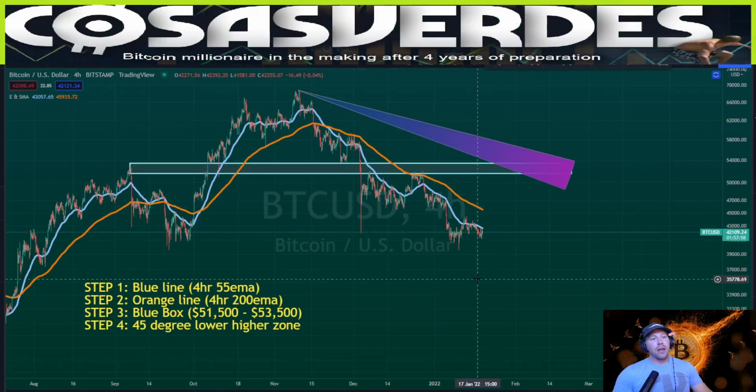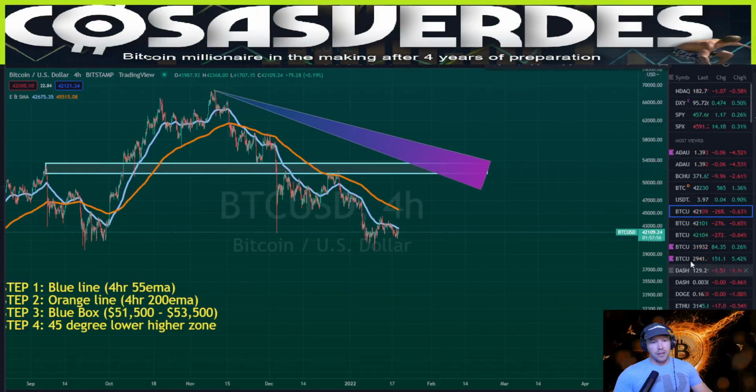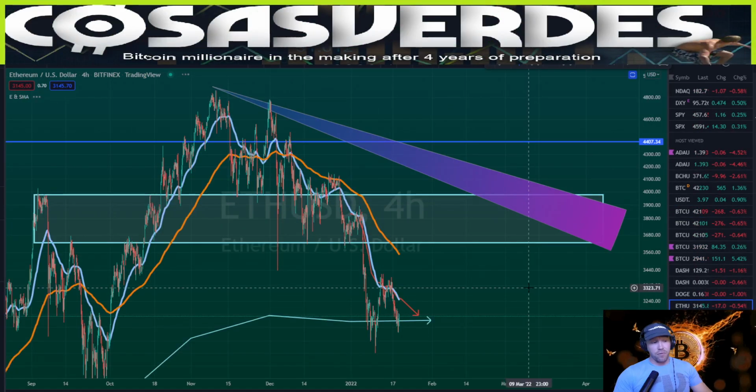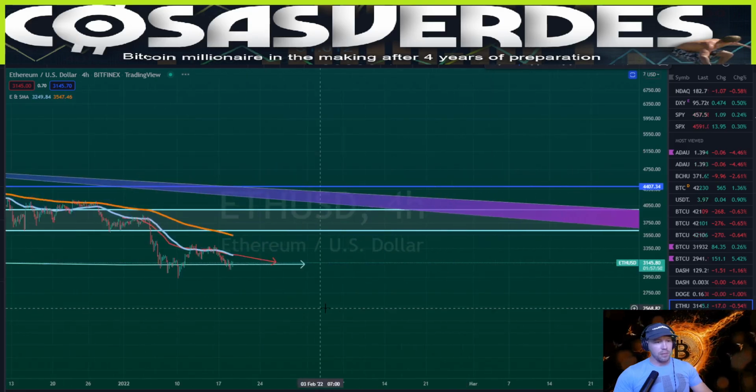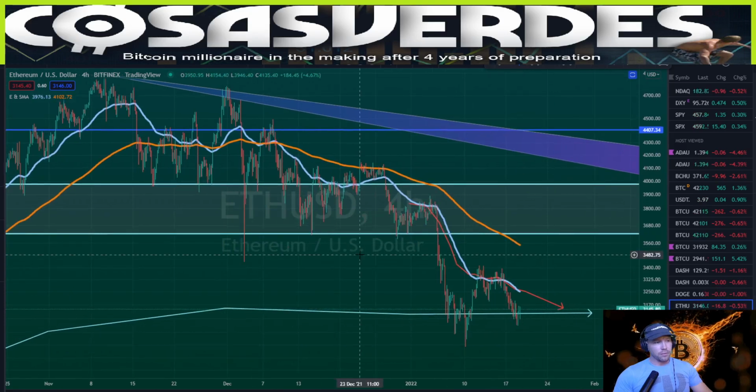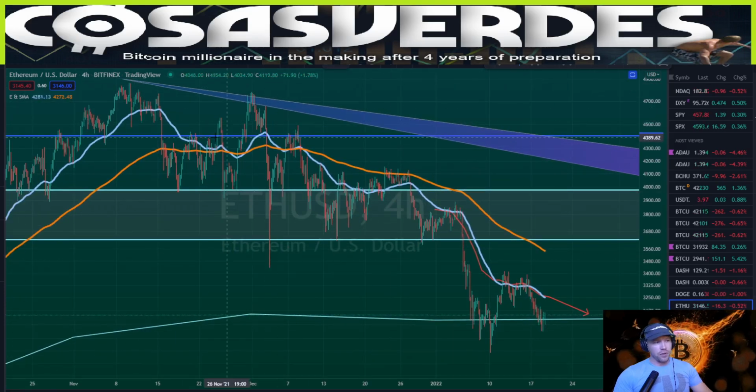All right, so let's go to Ethereum next, see how that is playing out. And it's really the same 4 steps. I don't have them all labeled, but I have the lines up here. So let's check this out. I know this chart's a little bit messy, but try to focus your eyes on price, the blue line and the orange line. That's all we're looking at right now, okay?